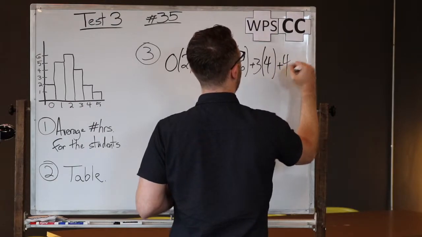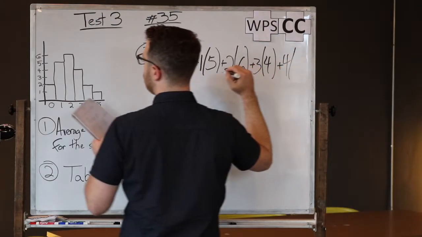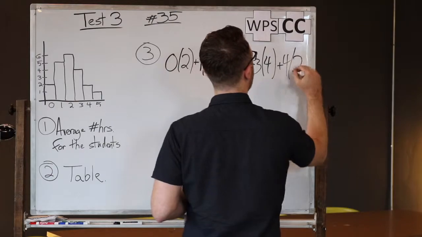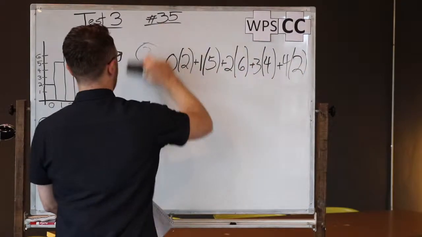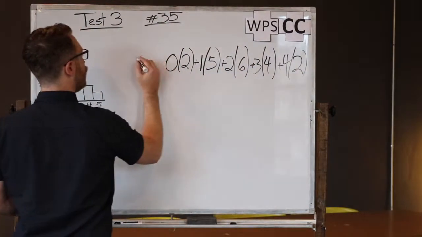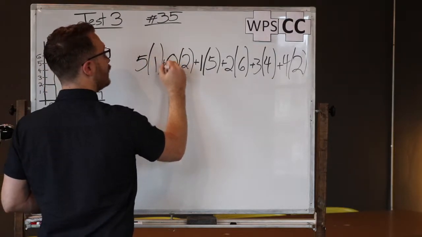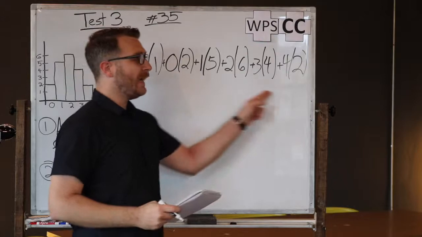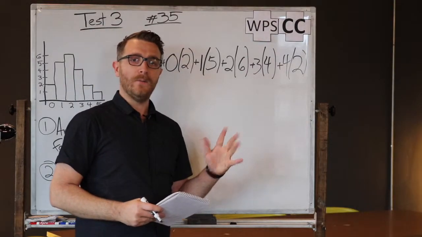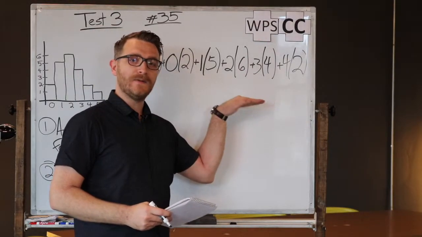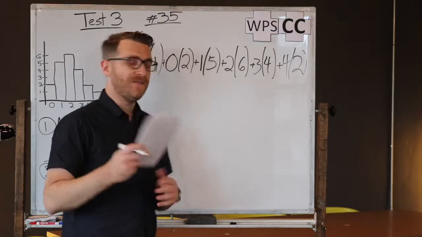Students who studied for 4 hours, how many was that? 2 of them. And I'm just going to make more room on this side. Also, students who studied for 5 hours, is just 1 of them. So now all we have to do is multiply all of these, add them together, and then we're going to divide by the number of students, which is 20, to find our average.